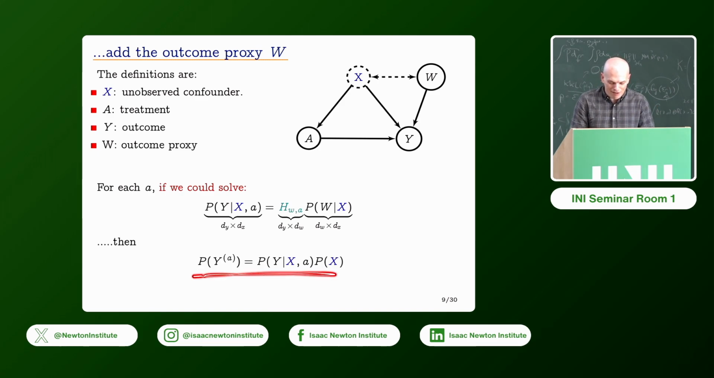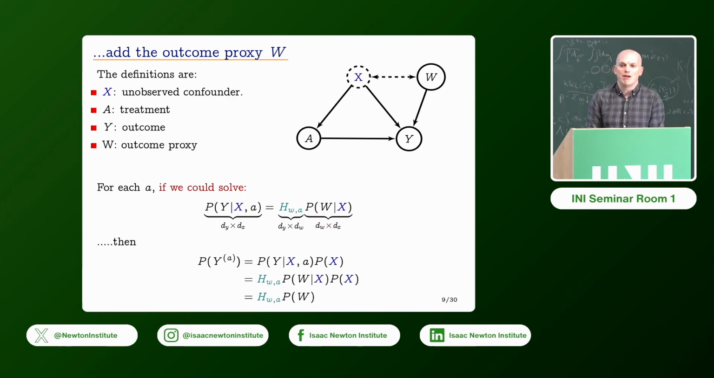Here is my original average causal effect. I'm going to now substitute in this expression: H at A, times P of W given X, times P of X. This is marginalizing over X. Now I have an expression for my average causal effect which does let me integrate over W. But to do that, I need to compute this H matrix, and to compute the H matrix, I have to have seen X. If I saw X in training, then I could marginalize over W to get my average causal effect. So I'm partway there, but I'm not all the way there.